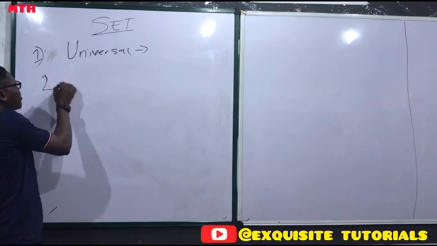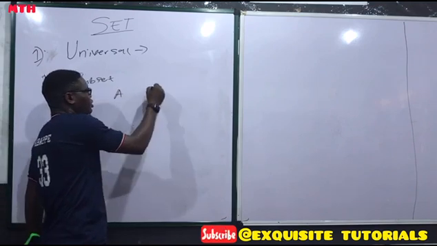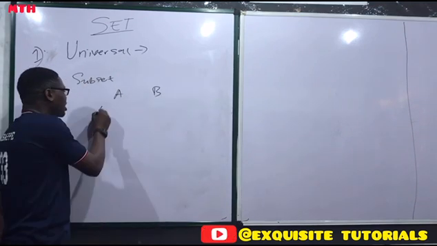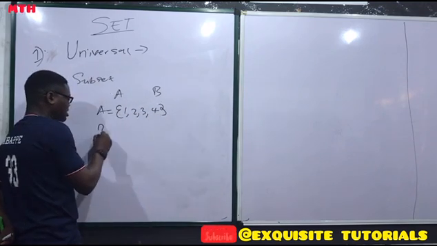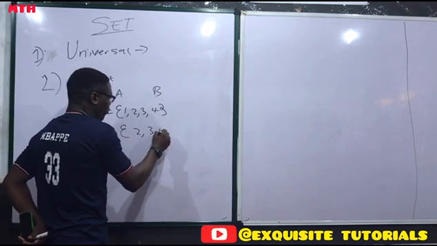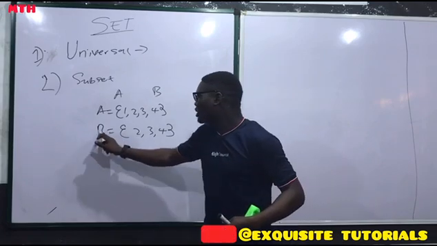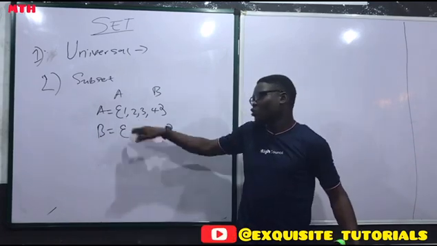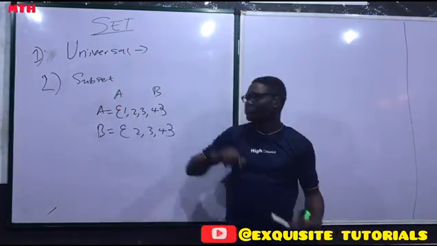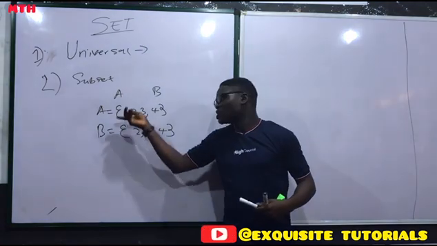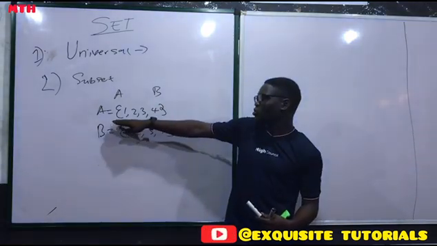Now, let's talk about subsets. Let's consider two sets, A and B. Suppose that A has these elements 1, 2, 3, 4, and B has these elements 2, 3, 4. Because every element in B is also in A, but there is at least one element in A that is not in B, which is 1, we can say that B is a subset of A. Everything in B is inside A, but there are some things in A that are not in B.